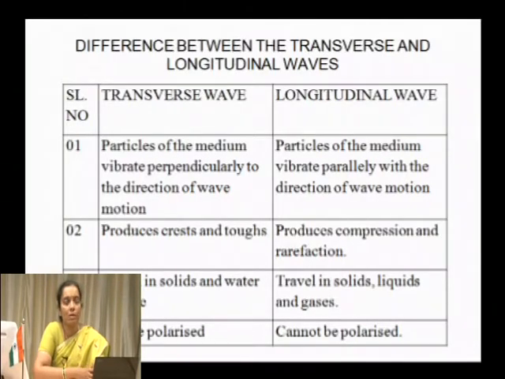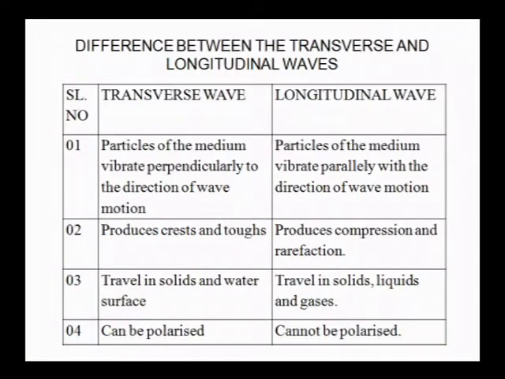Now, let us see some differences between transverse waves and longitudinal waves. The nature of the propagation itself differentiates the transverse wave and longitudinal wave. In a transverse wave, the particles of the medium vibrate in a direction perpendicular to the propagation of the wave, whereas in longitudinal waves, the particles of the medium vibrate parallel to the direction of wave propagation. That is the first difference. The vibration and wave propagation are mutually perpendicular in transverse waves. The vibration and wave propagation are parallel in longitudinal waves.